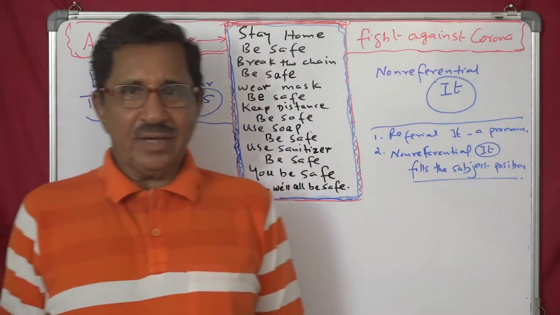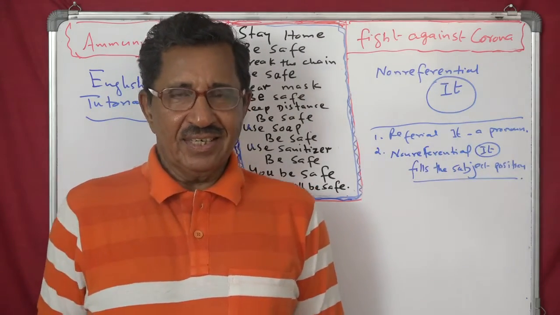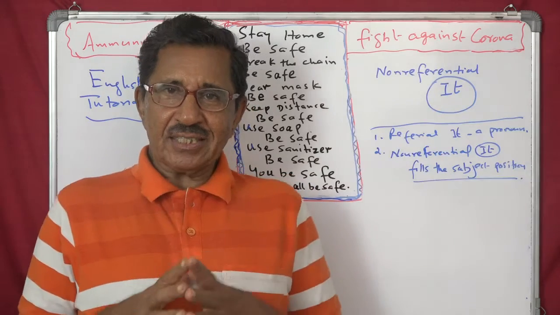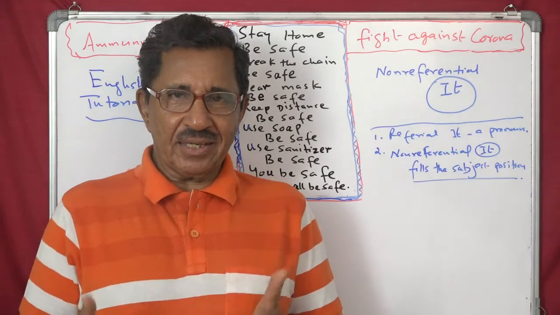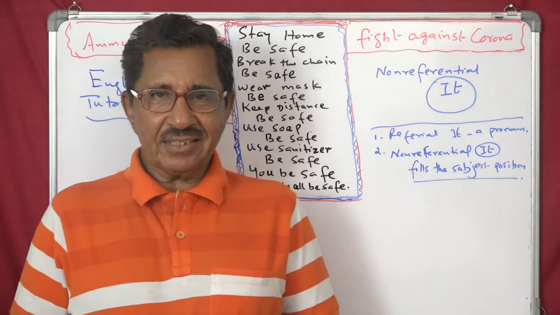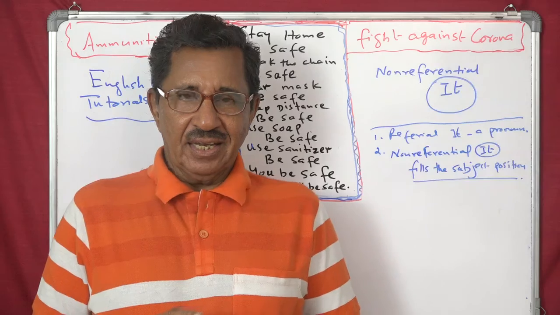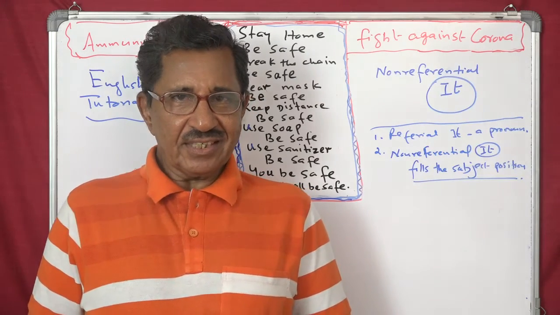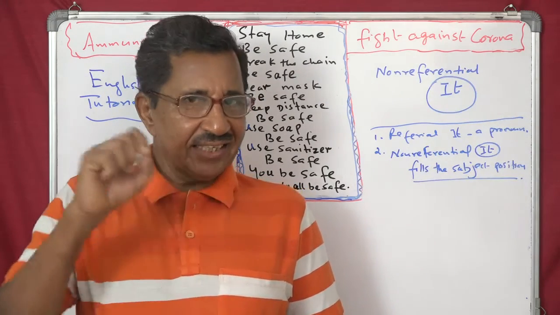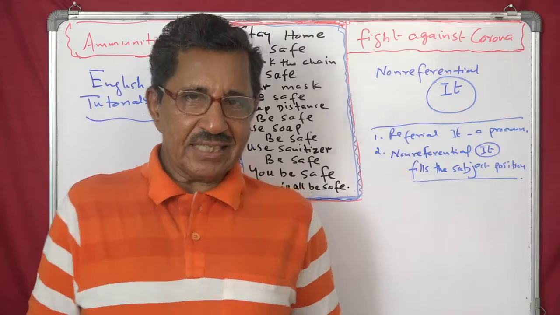Now this is 275. We have just concluded a discussion on imperative sentences. Now we begin a new chapter, that is referential and non-referential it and there. So today we will see it.